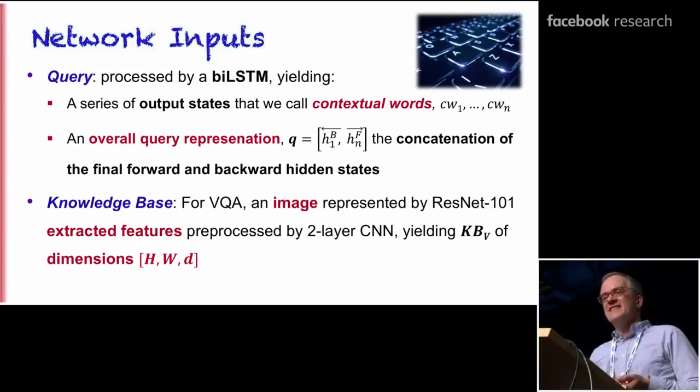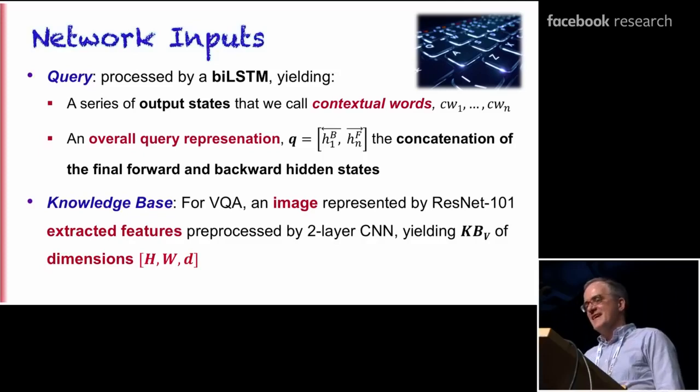Before we get into the details of the MAC cell, we need to have a knowledge base and a query to feed into the MAC sequence. And there is a pre-processing layer that uses pretty standard methods of neural network pre-processing. So for the query, it's processed by a BiLSTM, and that yields a sequence of contextual words, the hidden layer of the BiLSTM, and an overall query representation that's formed in the standard way by concatenating the final forward and backward hidden states.